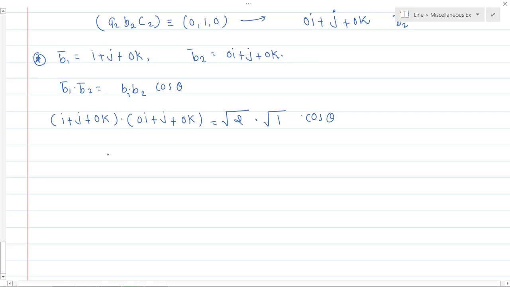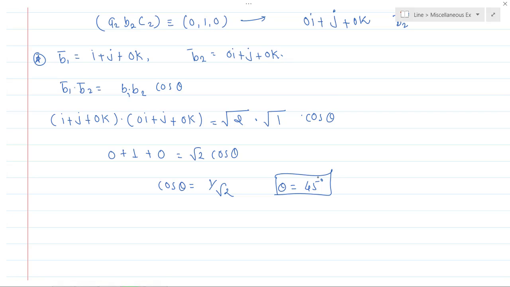Okay, i dot i is 0, plus j dot j is 1, plus k dot k is 0. It is equal to root of 2 into cos of theta. So what is cos theta? Cos theta becomes 1 by root 2. So theta is equal to 45 degrees. That's it. It's very simple.